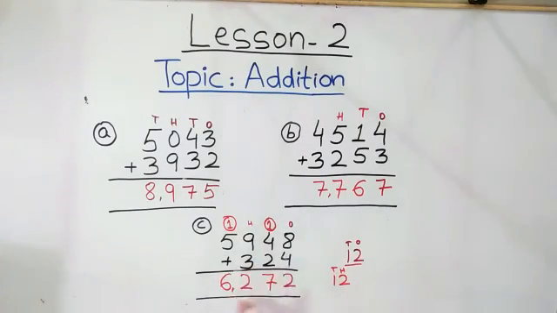So by solving this question, what we have understood is that whenever we add two digits and the answer is a two-digit number, we place the digit at the place of ones here and take the other digit as a carry to the next number on the left. So 12 is the total of this; 2 is placed here and 1 is taken as a carry to the next number. So by adding these two numbers, we find the answer, that is 6,272. Hope you all have understood today's lesson. Thank you.